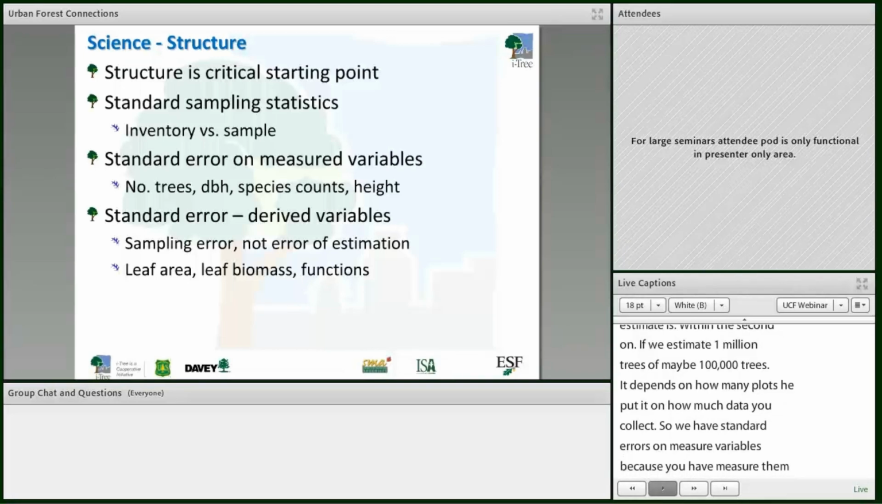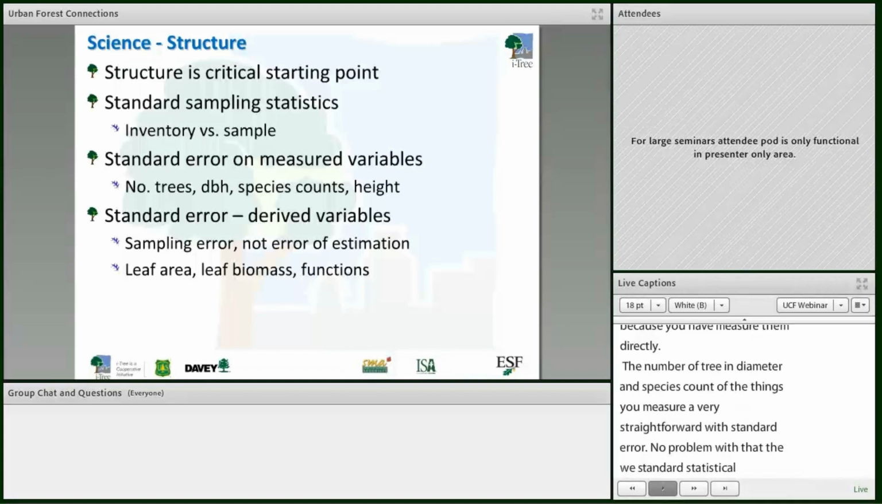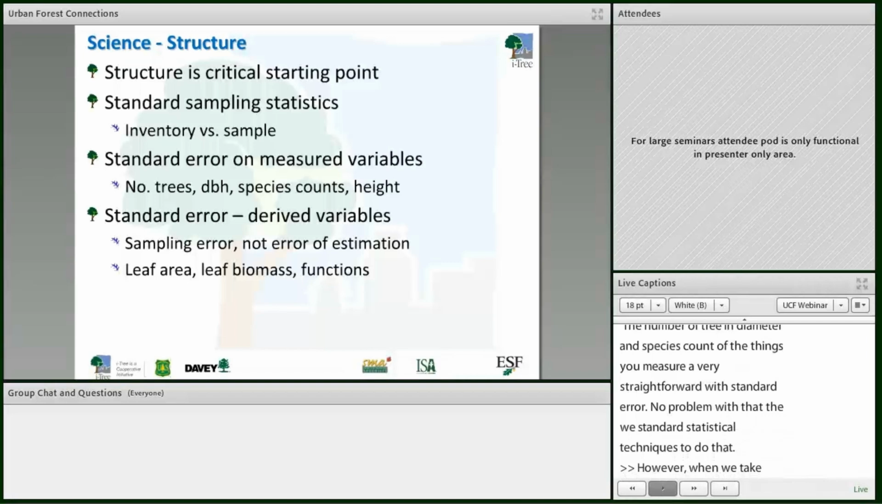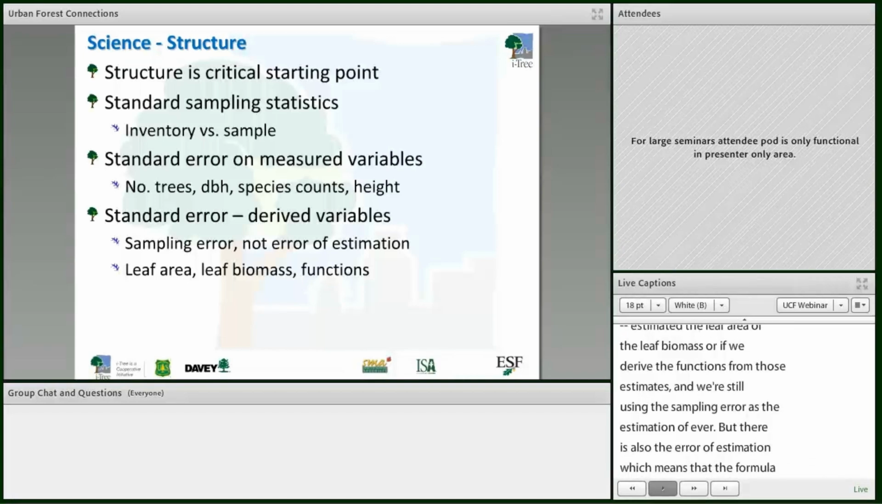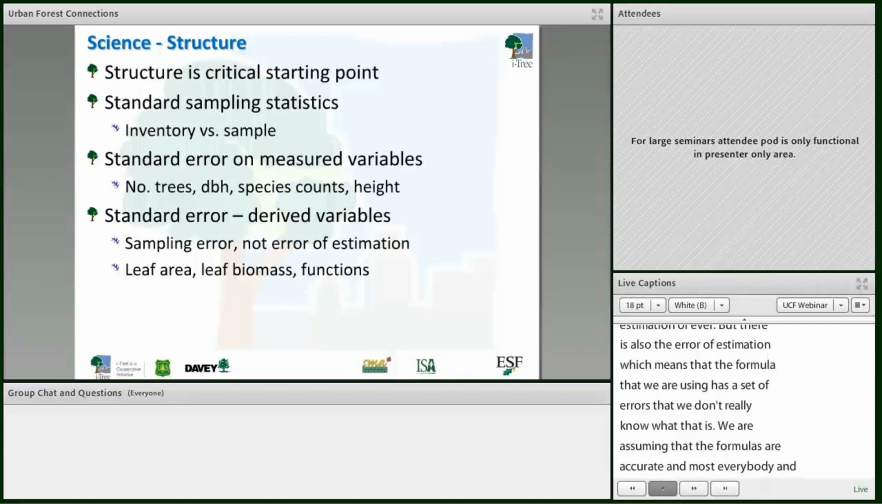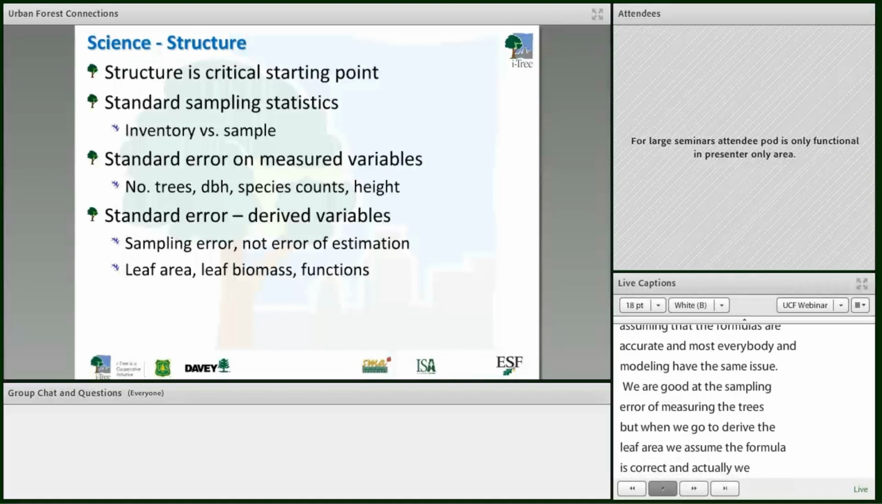However, when we take derived variables, which means you've measured DBH and crown parameters, and we estimate leaf area, or we estimate leaf biomass, or we derive the functions from those estimates, we are still using the sampling error as the estimation of error, but there is also an error of estimation, which means that the formula we're using has a set of error that we really don't know what that is. We're assuming that those formulas are accurate. And most everybody in modeling has the same issue. We're good at the sampling error of measuring the trees. When we go to derived leaf area, we assume the formulas are correct, and actually we've tested the formulas, other people have, and the formulas work fairly well. We're underestimating the true error of the estimation because of the models that we use. We don't know the model.